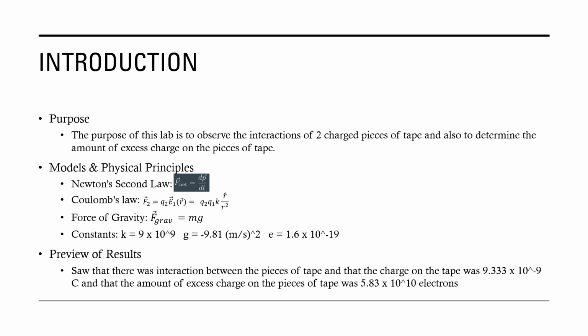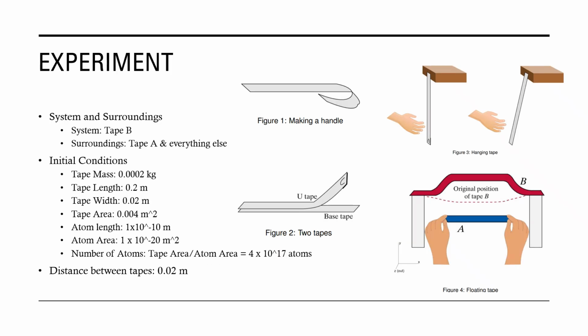A small preview of our results: we saw that there was an interaction between the pieces of tape, and that the charge on the tape was the number down there, and that the amount of excess charge on the pieces was that number down there. All right, so how do we get those numbers?